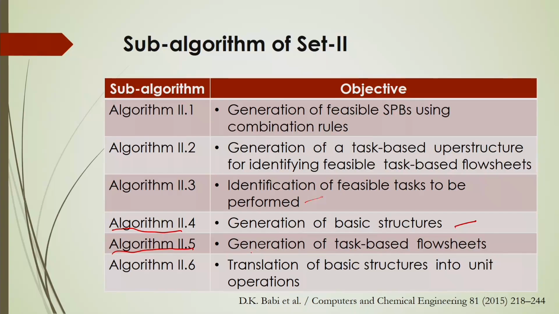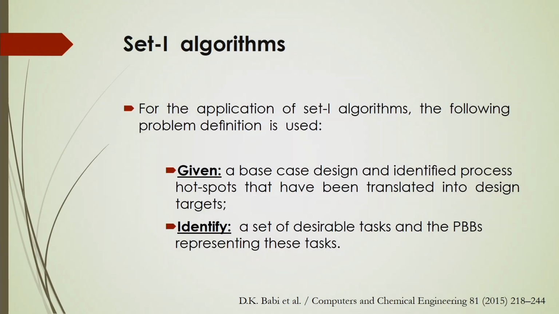In algorithm 2.5, the main objective is to generate the task-based flowsheets, and in sub-algorithm 2.6 the main objective is to translate the basic structure into unit operations. So, these are the various objectives under the sub-algorithms of set 2. Now, what are the set 1 algorithms for that?